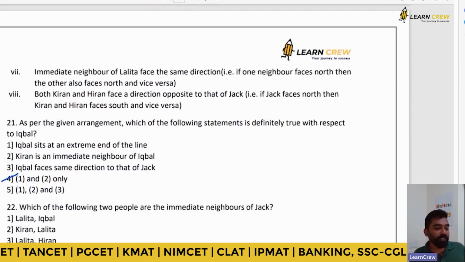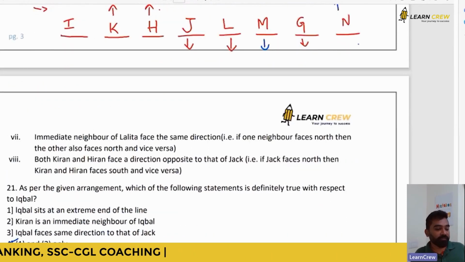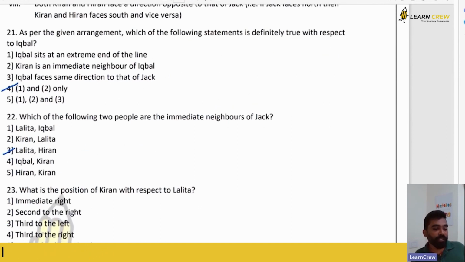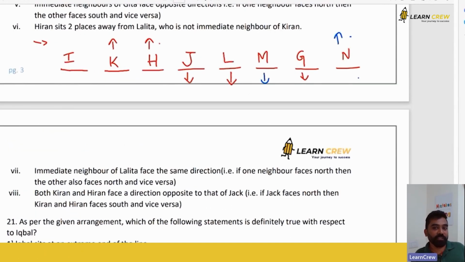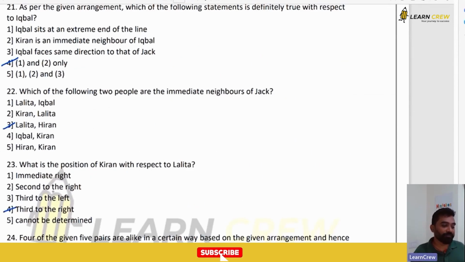Fine. Which of the following two people are immediate neighbors of Jack? Immediate neighbors of Jack are Kiran and Lalita. Right. What is the position of Kiran with respect to Lalita? Third to the right, because Lalita's direction is south. So with respect to Lalita, Kiran becomes right.